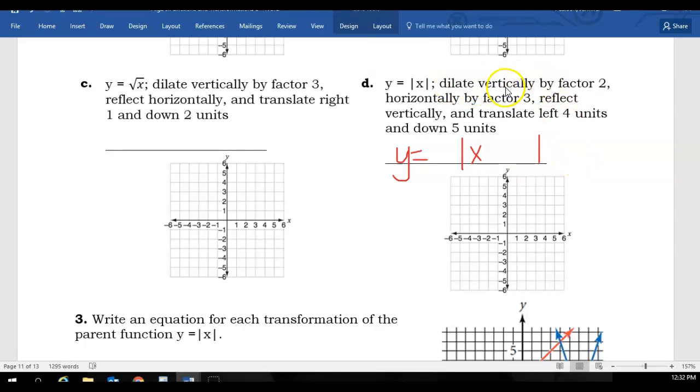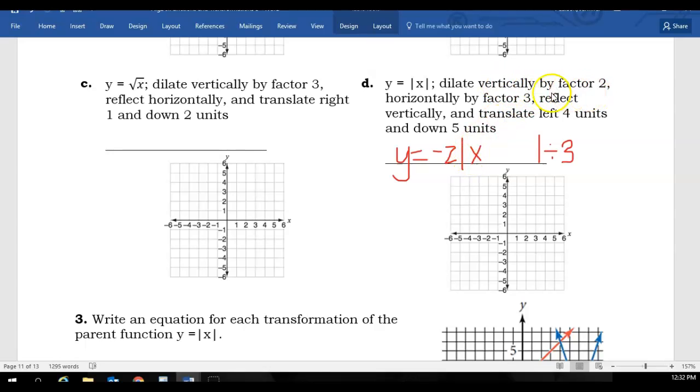So if I see dilate vertically by factor of 2, I know that that is a 2 in the front. It says dilate horizontally by factor of 3. I know that that is a divide 3 at the back. So vertical dilations are always multiplied in the front. Horizontal dilations are always divided at the back. A reflect vertically was from the previous lesson, but a vertical reflection is always a negative in the front. If it's a horizontal reflection, so I see horizontal reflection over here, a horizontal reflection is always a negative in front of the x.